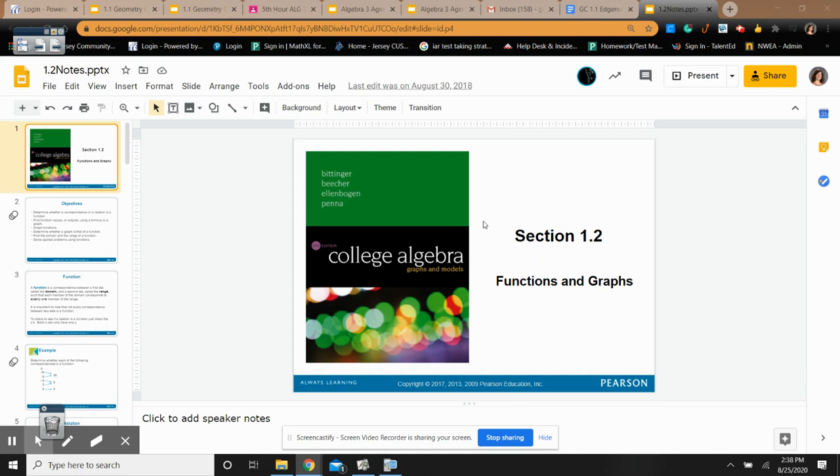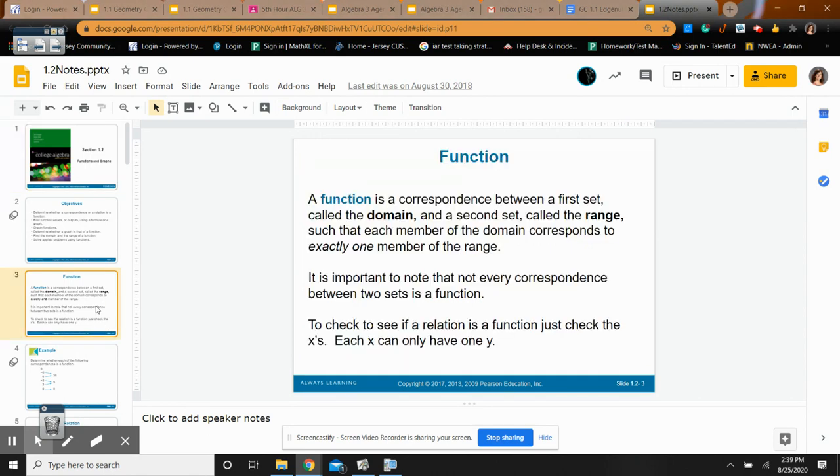Okay, hi everyone. We're going to talk about functions and graphs today. This is section 1.2. I'm going to guess the notes are going to be a little bit longer. You might want to break this down into two pieces for yourselves, but that's completely up to you. Okay, so we are going to talk about functions first of all.